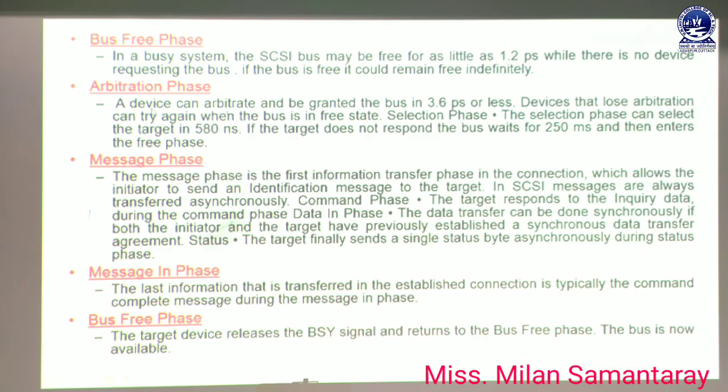Then in the arbitration phase, a device can arbitrate and be granted the bus in 3.6 millisecond or less, and devices that lose arbitration can try again when the bus is in the free state. So if one device is selected as master, then another device has to wait up to the next bus free phase. Then the selection phase can select the target in 580 nanosecond, and if the target does not respond, the bus waits for 250 millisecond and then enters the free phase.